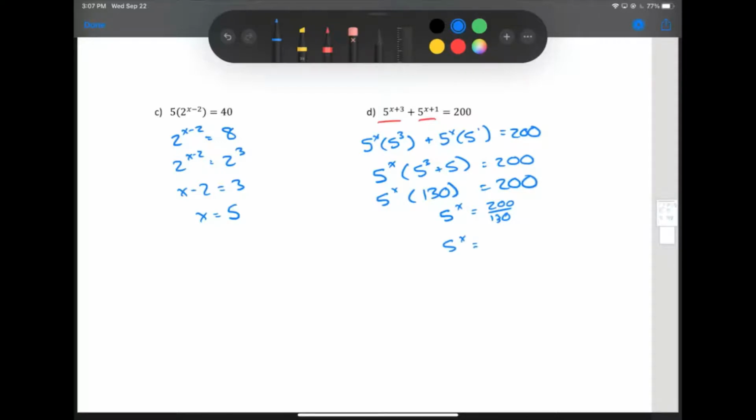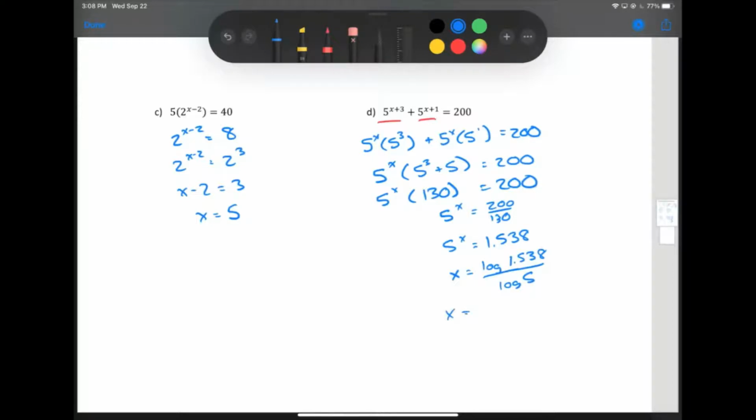5 to the x equals 200 divided by 130, which is 1.538. And then at this point, I can use logarithms on both sides. I'm going to take the shortcut on this one because we did one of these just above. But the x is going to equal the log of 1.538 over the log of 5.